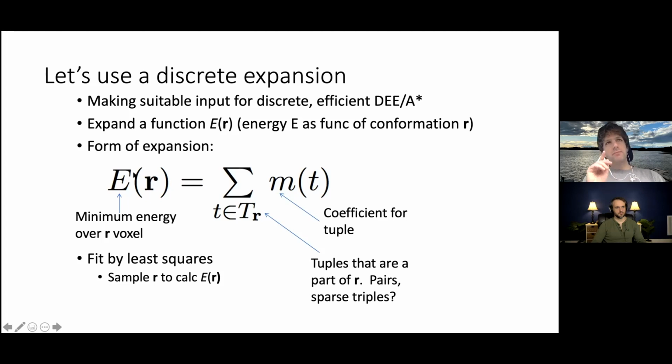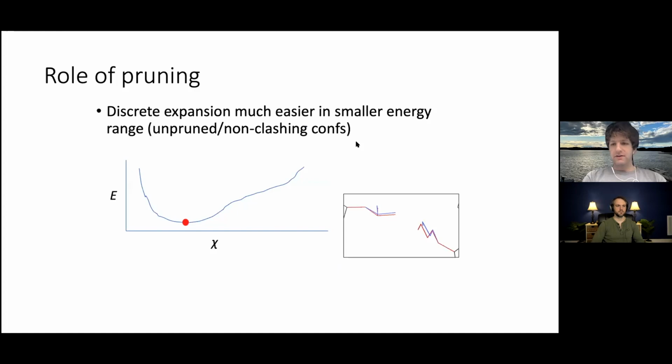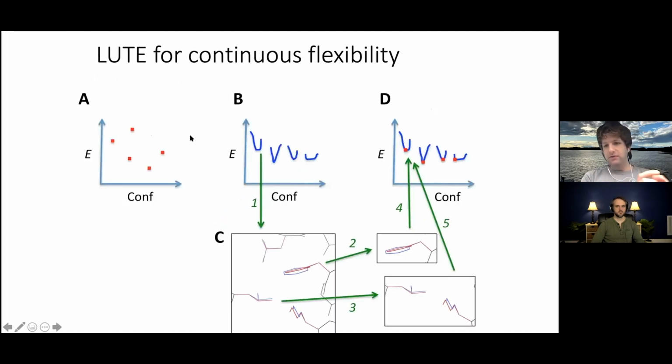Now, one important thing here, and this actually touches, Glenn, on something that you asked about. This expansion cannot actually be learned with great accuracy, at least with pairs and sparse triples, if you want a good predictor for every R. That's because of all the R's where E of R is very large, and you're never going to want to have atoms on top of each other or anything like that. So we have to prune these.